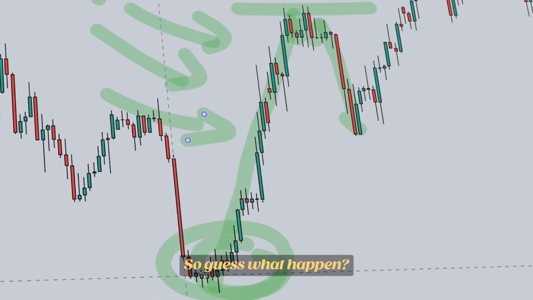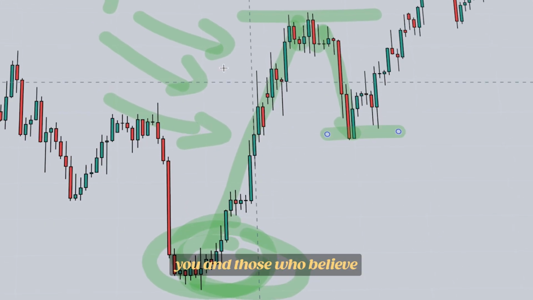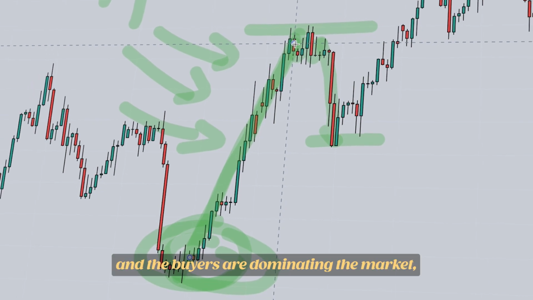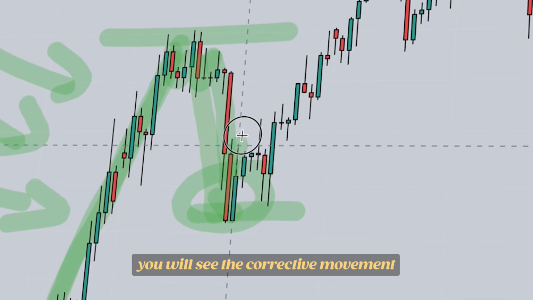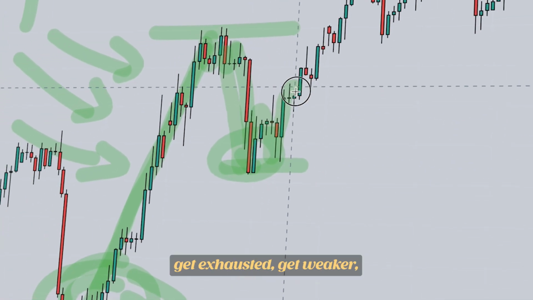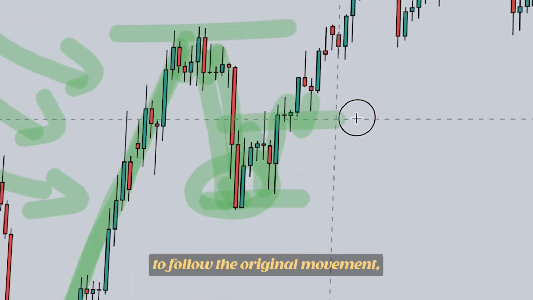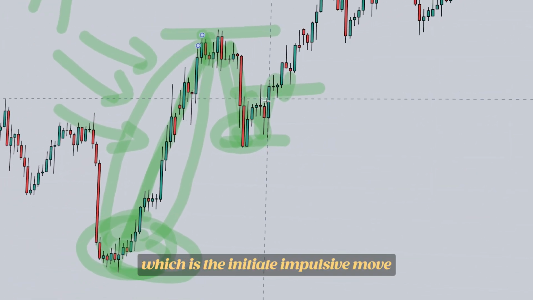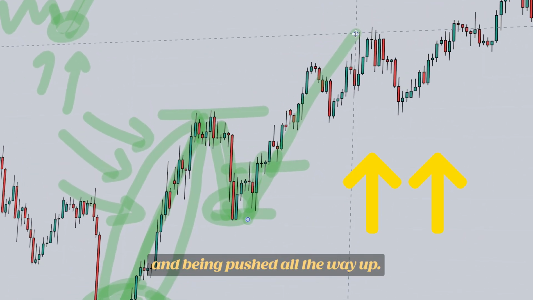We just need to follow the big player. So guess what happened? Those that bought here, they may keep buying here. And those who believe that this is a strong bullish momentum and the buyers are dominating the market, they will keep buying here as well. And that's why slowly you will see the corrective movement get exhausted, get weaker, and the price will start to follow the original movement, which is the initial impulsive move, and be pushed all the way up.